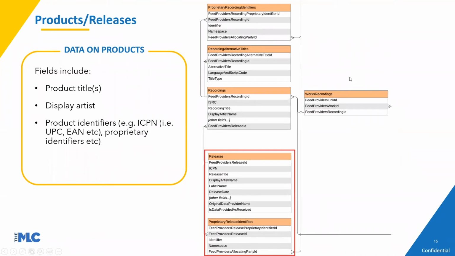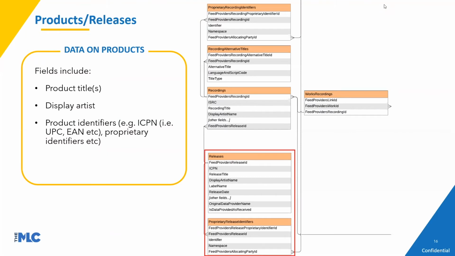So the next component in the schema is all about products or releases, which are commonly called albums. An album is a type of release. Again, we've got fairly standard fields included, amongst other things: product title, display artist, and all sorts of product-related identifiers. So ICPN is the international code for products, but it's more commonly known as UPC, for example, or EAN barcodes. All those are types of ICPNs, and we also include proprietary identifiers.